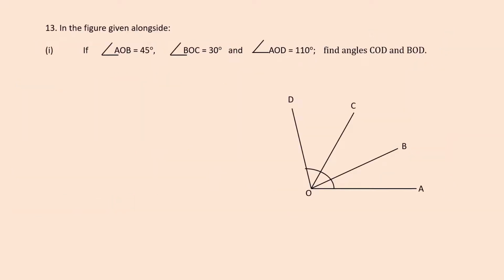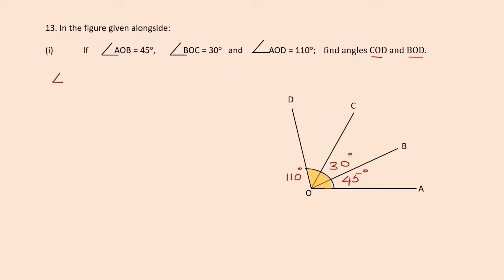Question 13. In the figure given alongside, if angle AOB is 45, this is 45, angle BOC is 30 degrees, and AOD, which is AOD? AOD is the whole thing. This whole thing is AOD, and that is 110 degrees. So let me write it down here, 110. Now we need to find angle COD and angle BOD.